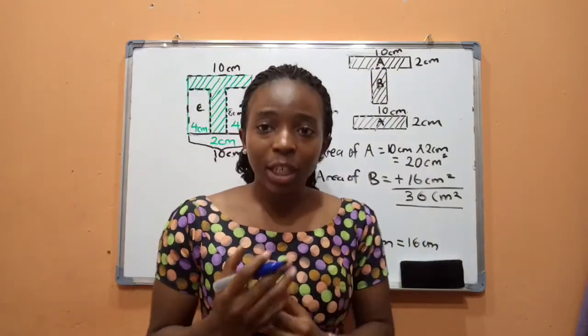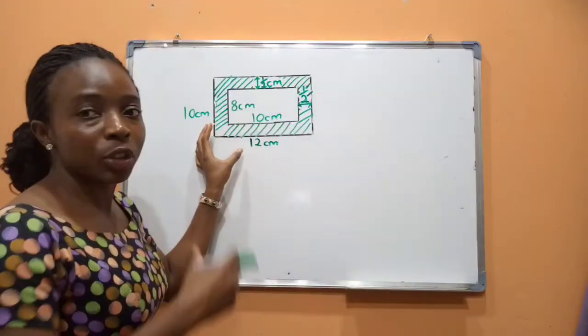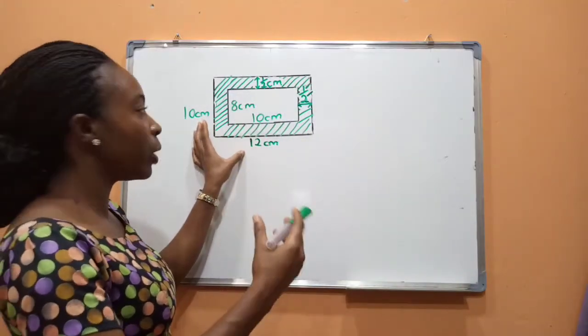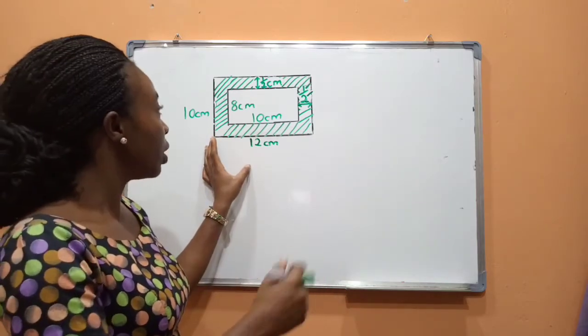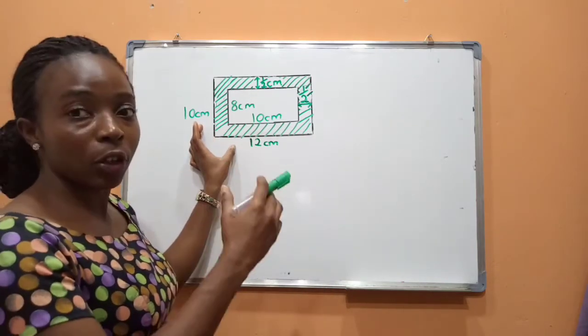Okay, let's take more examples for clarity. So how about solving something like this? How do we go about doing it? You can make use of the first or the second method, okay? But let's make use of the first method now.